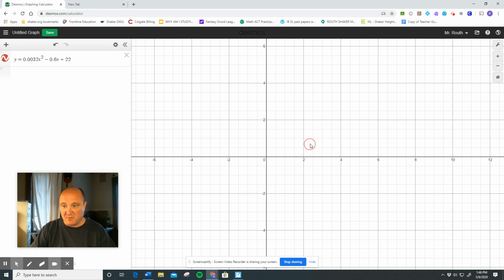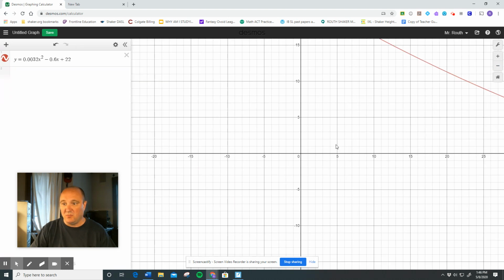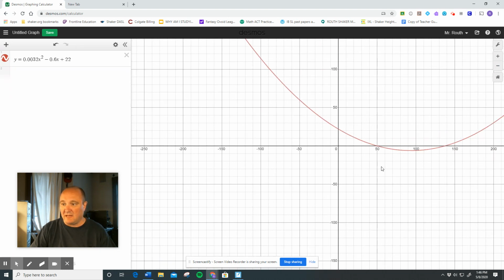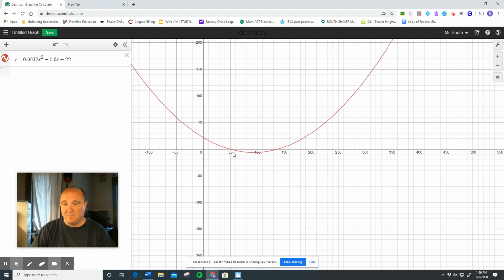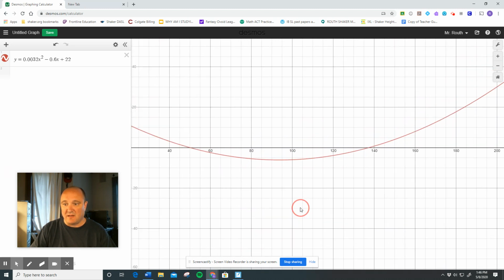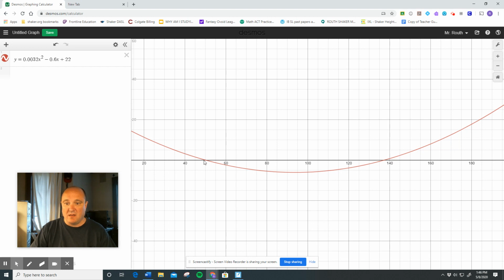Desmos is pretty good for that in the zooming. I can either use this command, or if I've got a scroll wheel, I can scroll out. But I can see what's going on here. So now I want to scroll in and focus on the key parts of the parabola. All right, so what do I care about in a parabola? Well, most of the time I care about the roots, which I can find in Desmos just by clicking on, and I care about the vertex.